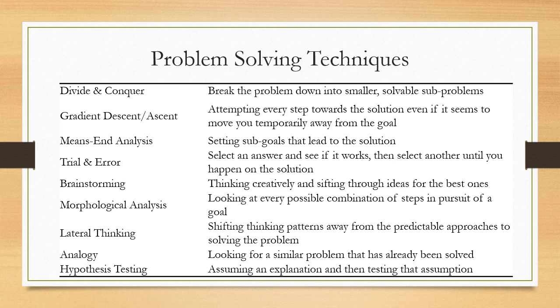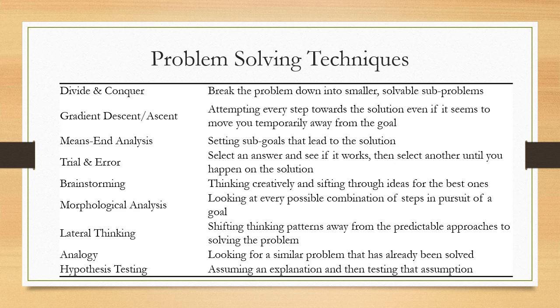Trial and error. This is simple, I'm sure everyone knows this. It's basically you select an answer and see if it works, and then select another one until you find a solution. Brainstorming. So this is thinking creatively and sifting through ideas for the best ones. This might be a bit difficult. Morphological analysis. This is looking at every possible combination of steps in pursuit of your goal.